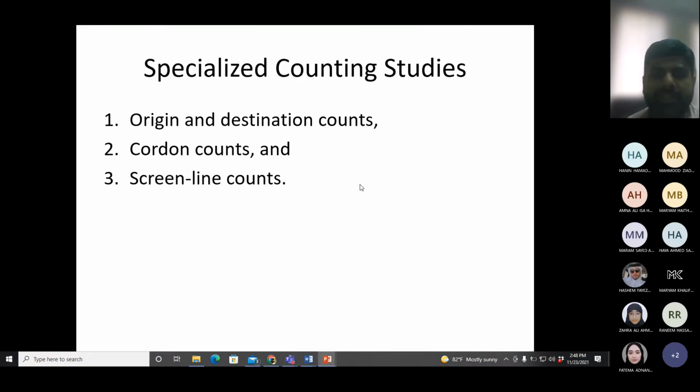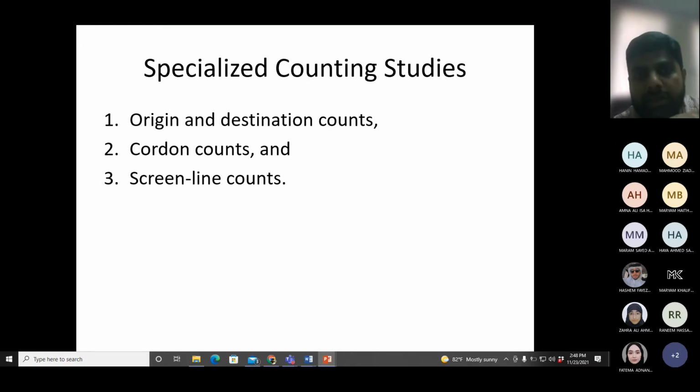Okay, now we'll move on to specialized counting studies. What are specialized counting studies? Up till now, we were interested in the number of vehicles on the road itself. Whatever counting studies we have discussed, the aim was to find out the number of vehicles on the roads, either on a network or on a segment or an intersection.